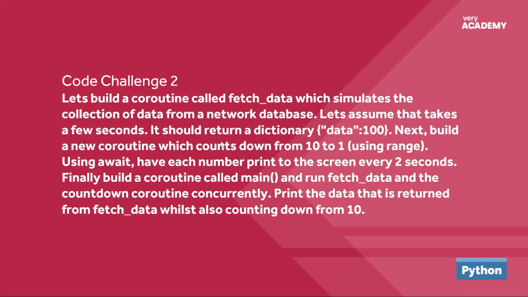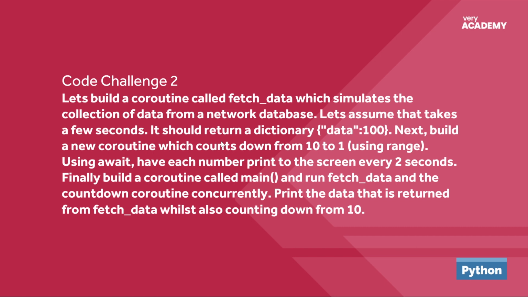Okay, so this is a little bit long-winded. Let's build a coroutine called fetch data, which simulates the collection of data from a network database, similar to our last example. Let's assume that it takes a few seconds. It should return a dictionary, data 100, and then next build a new coroutine which counts down from 10 to 1 using range. We're going to use await, and have each number printed to the screen every 2 seconds.